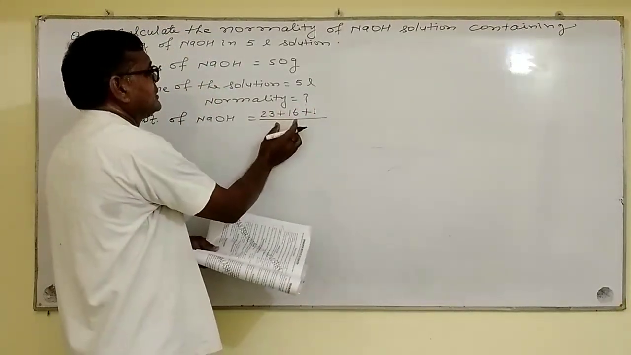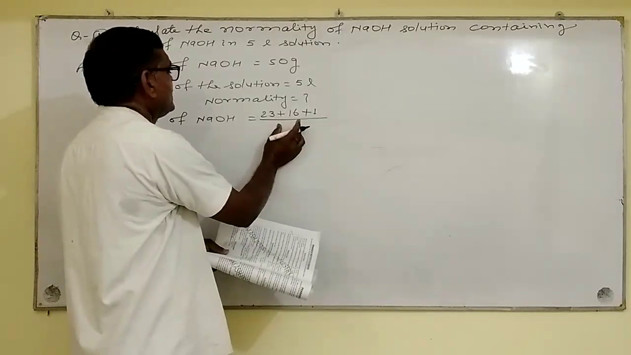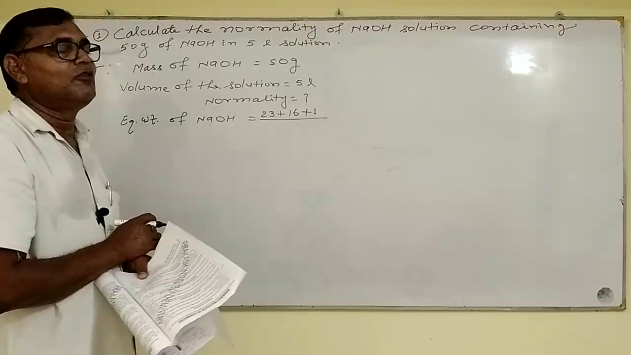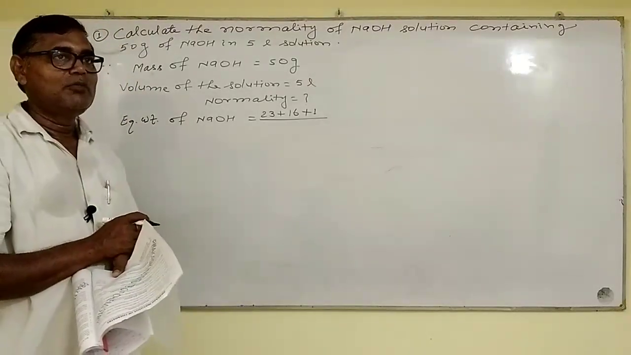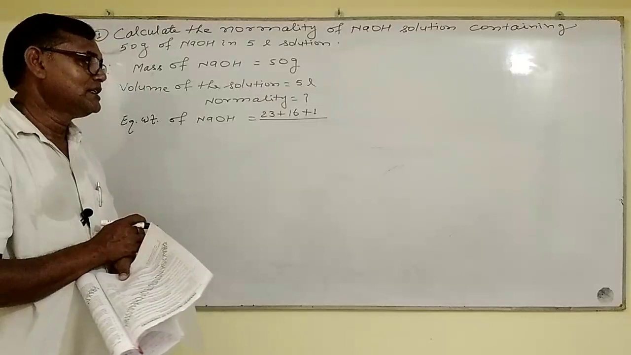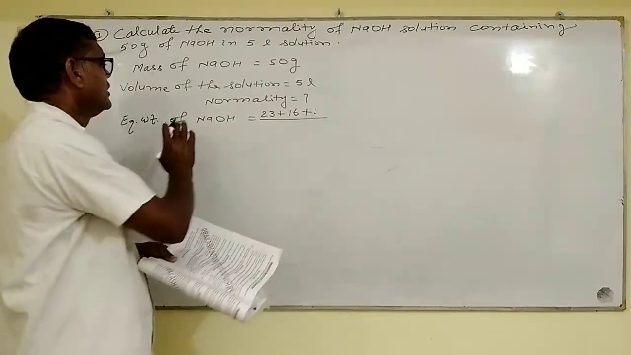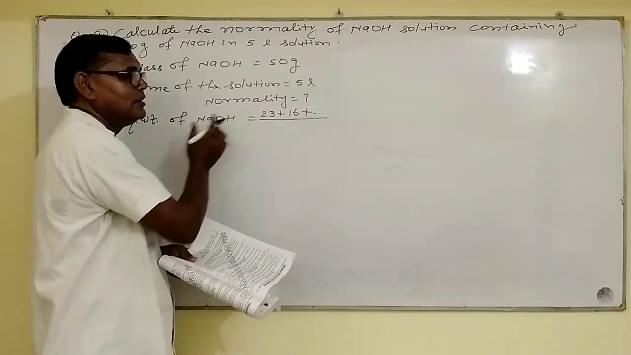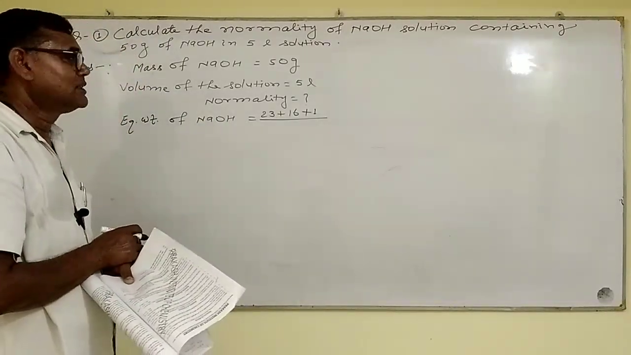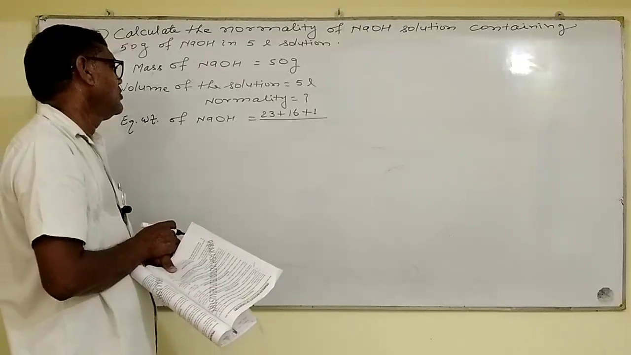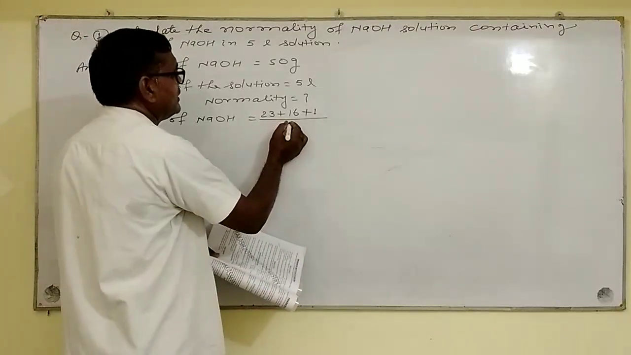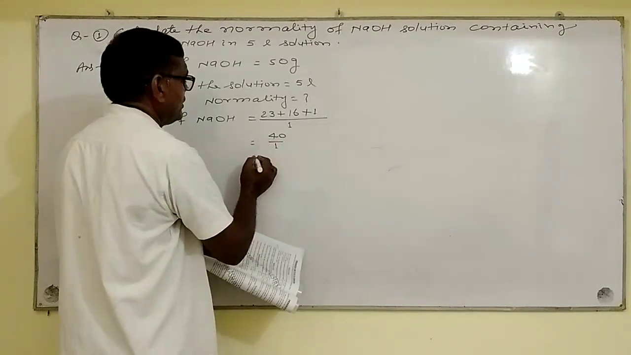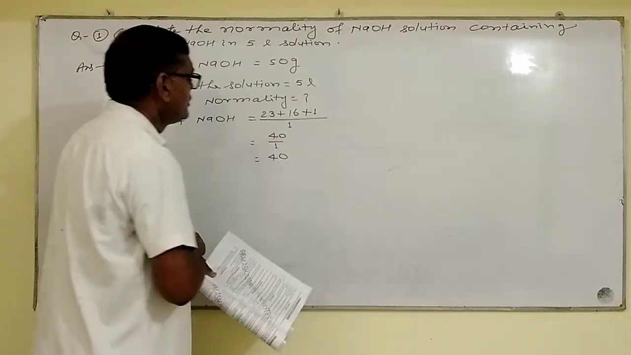Here we write acidity of NaOH. Acidity of NaOH is number of OH in the base. In NaOH number of OH is 1, therefore acidity of NaOH is 1. Here we divide: we write 40 upon 1 is equal to 40.